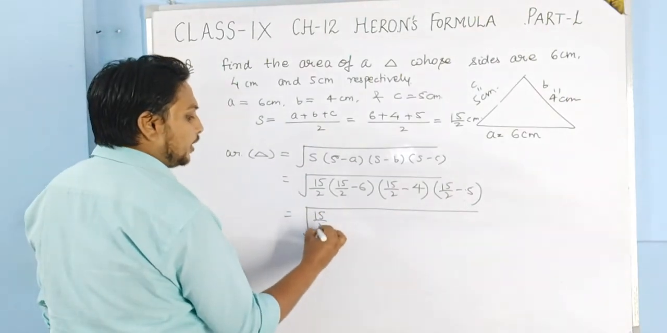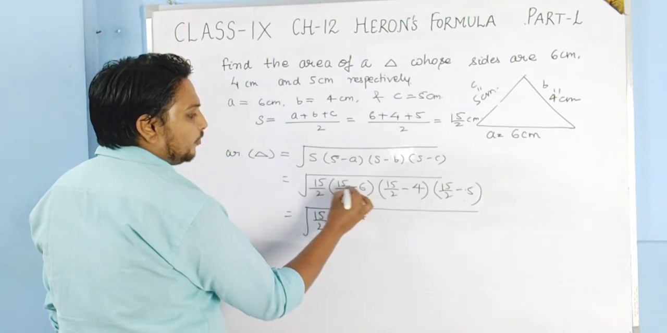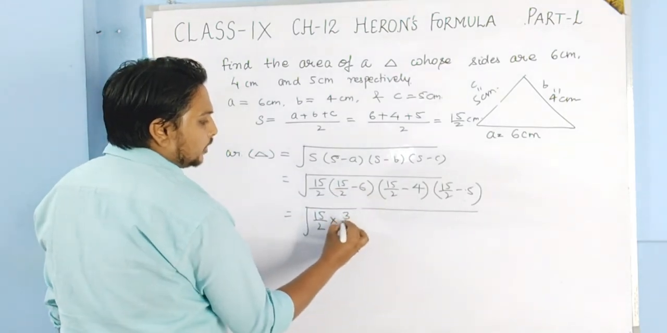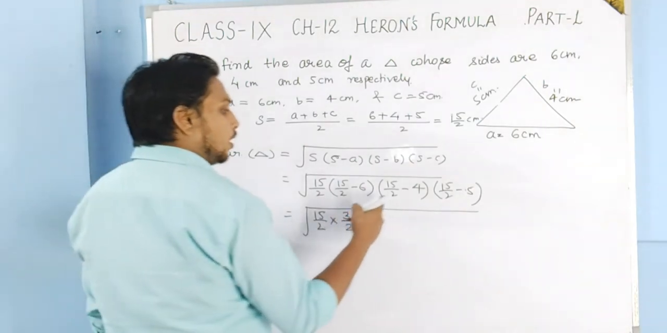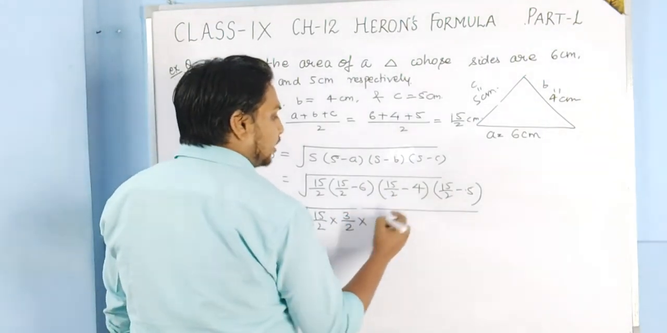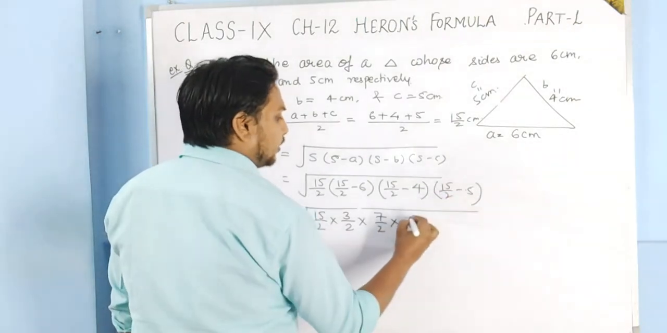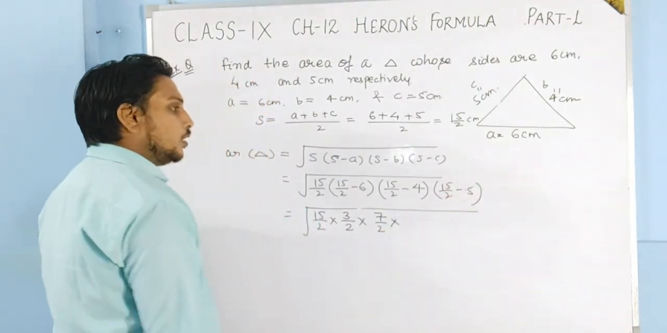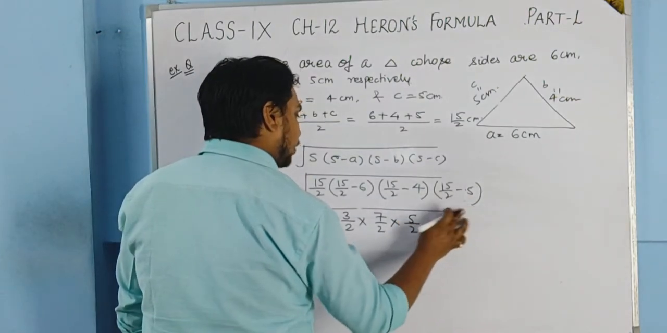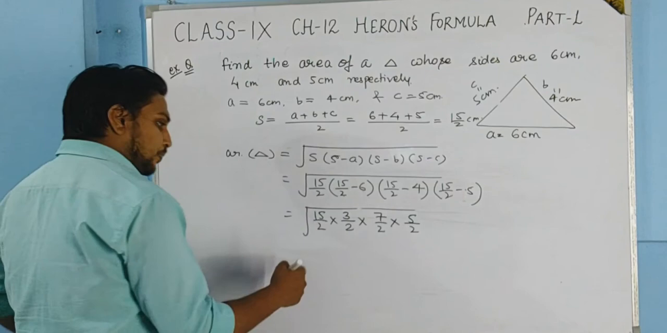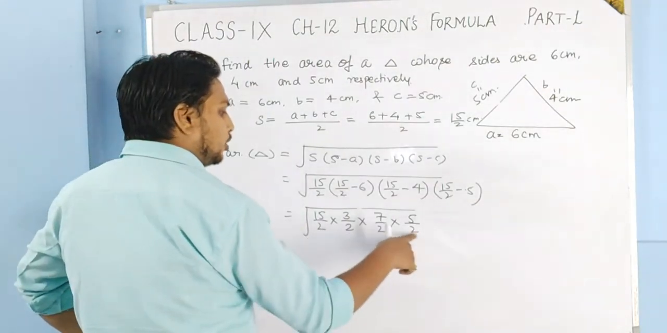Now let us see what will be the area. Here it is 15 by 2. 2 sixes are 12, 15 minus 12, that is 3 upon 2. 2 fours are 8, 15 minus 8, that is 7 by 2. 2 fives are 10, 15 minus 10, it is 5 by 2. Now see, in the denominator what you will get: 2 into 2 into 2 into 2.